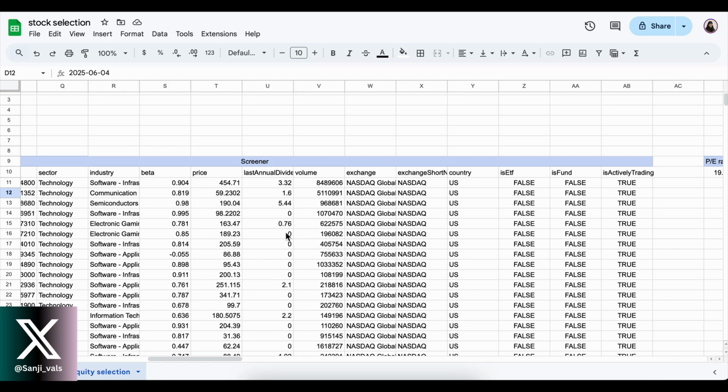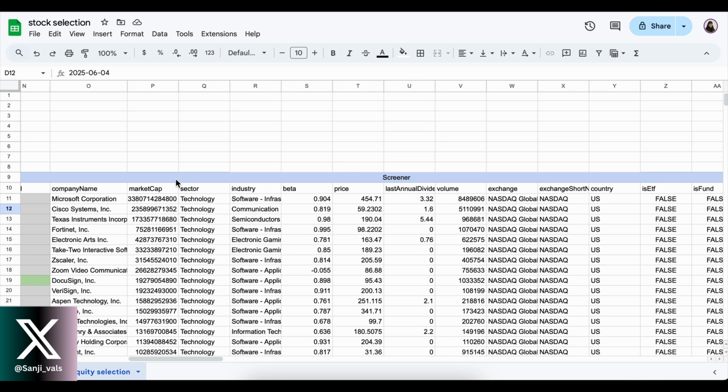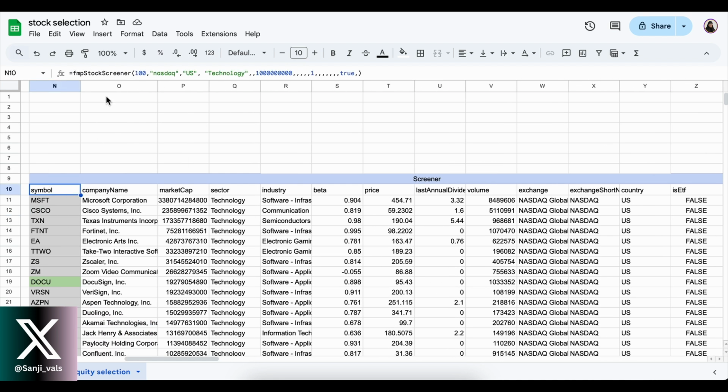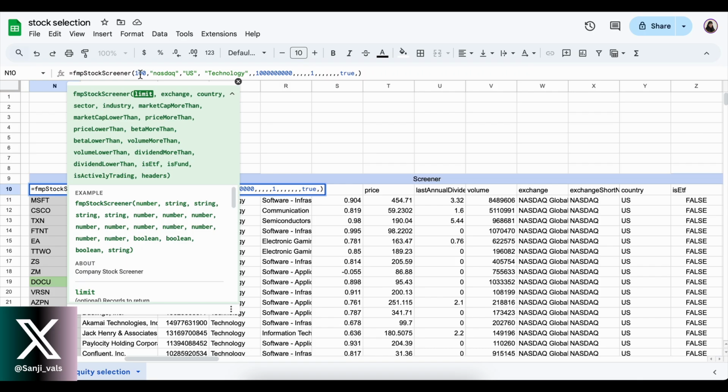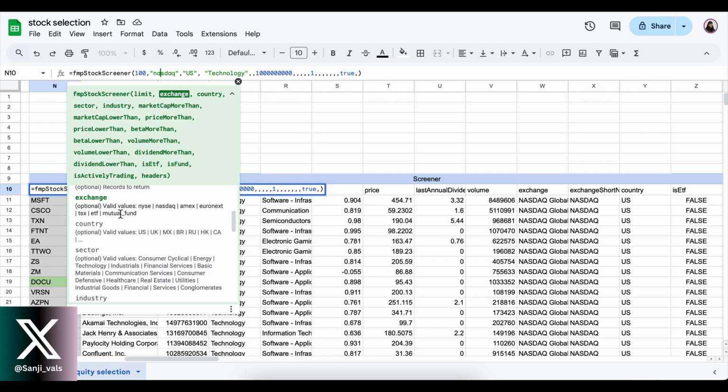So let us start. First thing I'm going to do, I'm going to use the stock screener, and I'm going to be using Financial Modeling Prep endpoints. As you can see in the search, I'm using the formula equals FMP stock screener. Here I put 1000 just to fetch 1000 records, just to extract 1000 tickers. The exchange I'm selecting is NASDAQ. As an example, you can take multiple exchanges, for example, NYSE, NASDAQ, Amex, Euronext, and so forth. The country I'm choosing is the United States, the stocks that are listed in the United States. Then the sector, I'm choosing the technology sector, as I have mentioned previously.